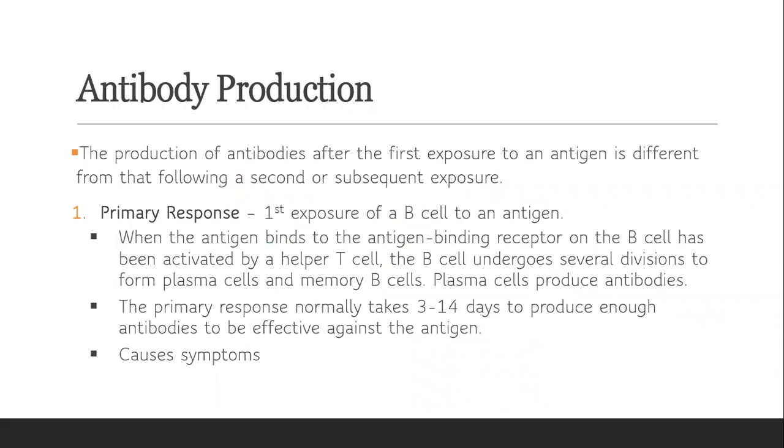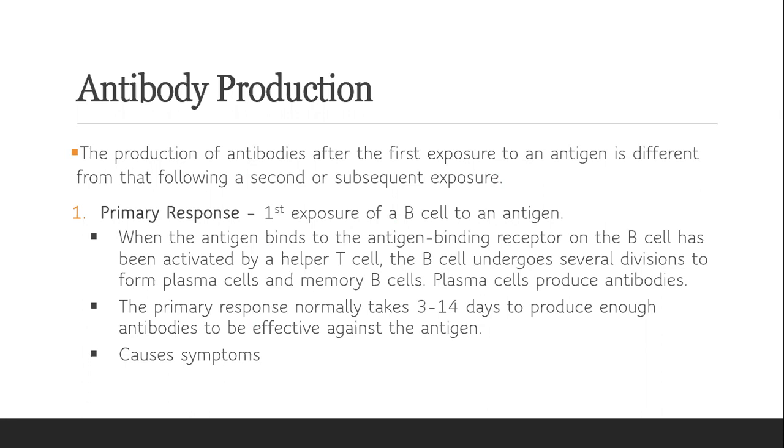And antibody production. The production of antibodies after the first exposure to an antigen is different from that following a second or subsequent exposure. During the primary response, or first exposure, the antigen binds to the antigen-binding receptor on the B cell that has been activated by a helper T cell. The B cell undergoes several divisions to form plasma cells and memory B cells. The plasma cell, like I said earlier, produces the antibodies. It normally takes 3 to 14 days to produce enough antibodies to be effective against the antigen.